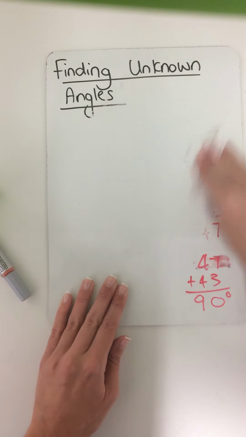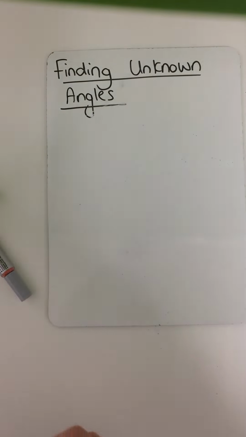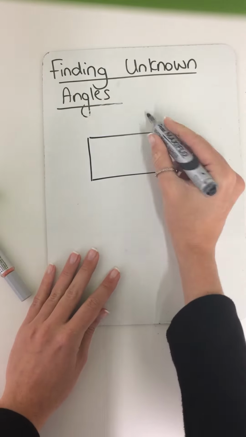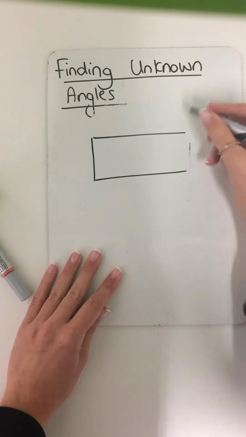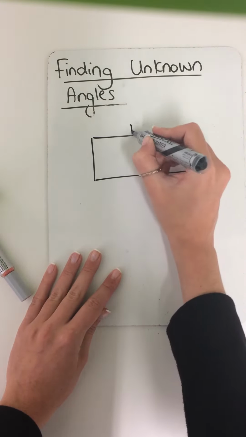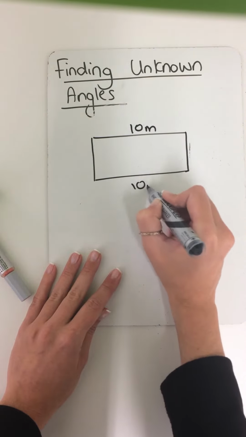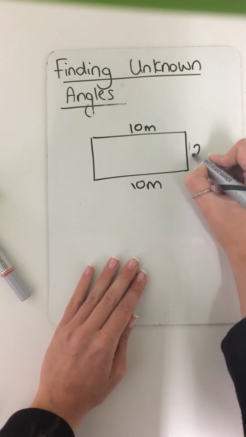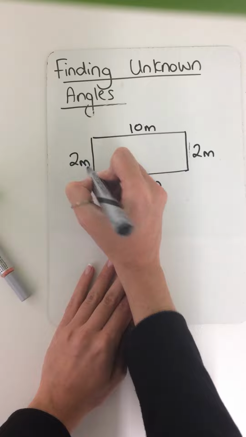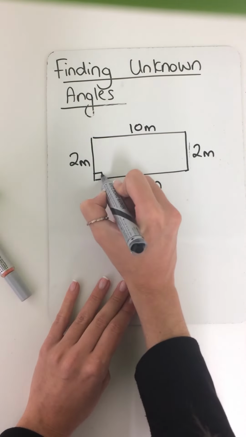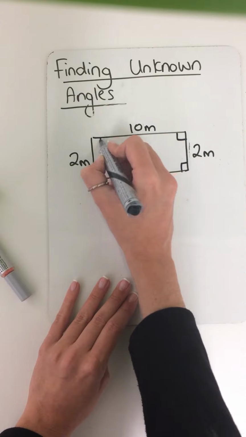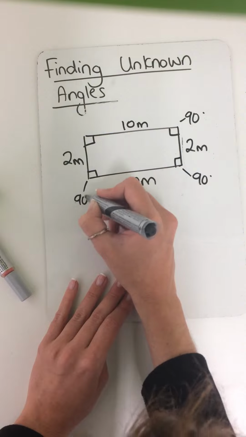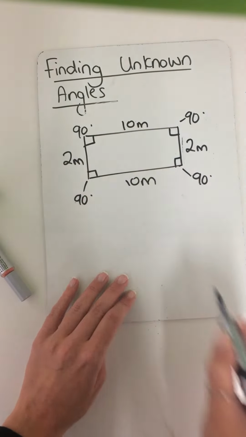What happens if you have a question where you need to find the unknown angle of a rectangle? So we know with our rectangle, the top and the bottom, the opposite sides, are equal. So if this is 10 meters, then the bottom is also 10 meters. And these opposite sides are also equal to each other, but not the same as the long side. So if this is 2 meters, then this is also going to be 2 meters. We also know that all corners equal 90 degrees because these lines are perpendicular to each other.